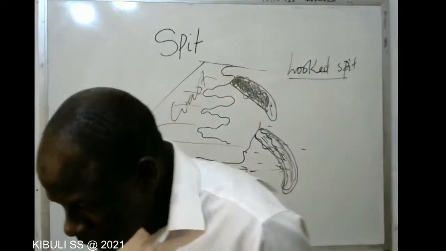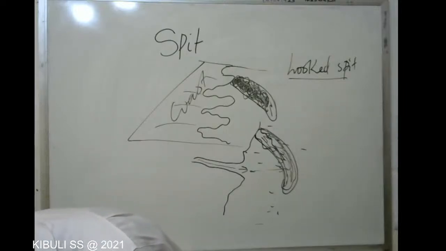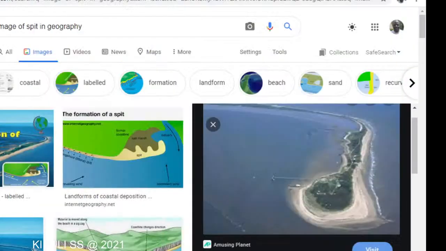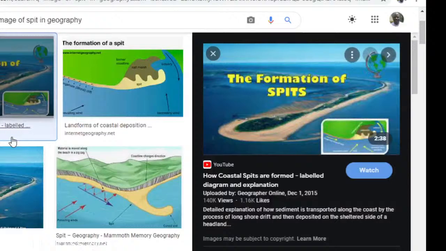And for examples, we even have images. We have that image there, an image that shows the formation of a spit. You can see that curved ridge. It is a line of materials, and sometimes that area becomes muddy or swampy in a way that it even attracts the growth of vegetation on its surface.